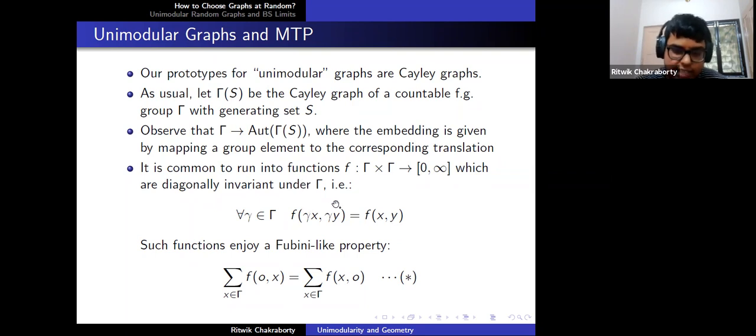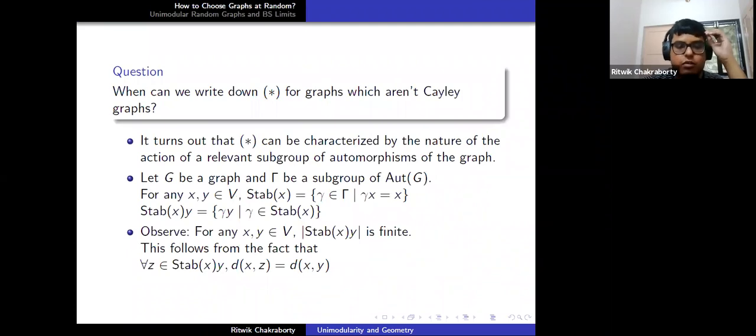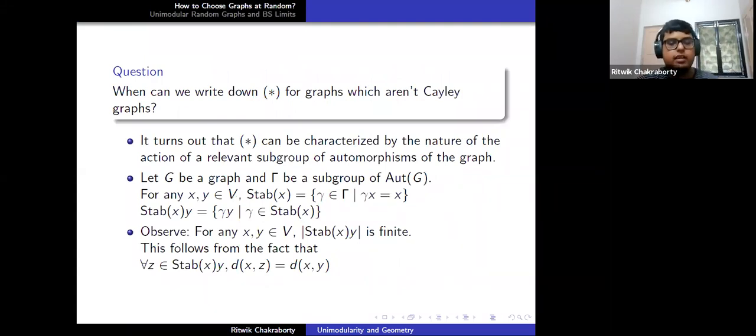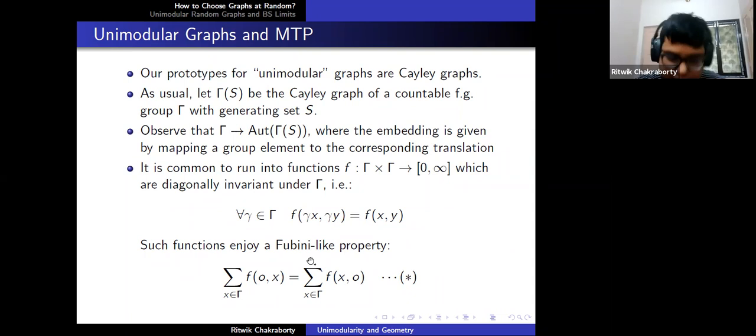It turns out that it's very easy to see that any such diagonally invariant function enjoys a Fubini-like property. So we like to think of f as a mass function. f(O, x), where O is, by the way, the identity of the group gamma, is the mass that has traveled from the identity to a point x. So this basically says that the mass that has traveled out from the identity is equal to the mass that has traveled into the identity. Right. So the question is: can we write down such a Fubini-like property for graphs which are not necessarily Cayley graphs? The observation is this: by the way, this equation is called the mass transport equation.